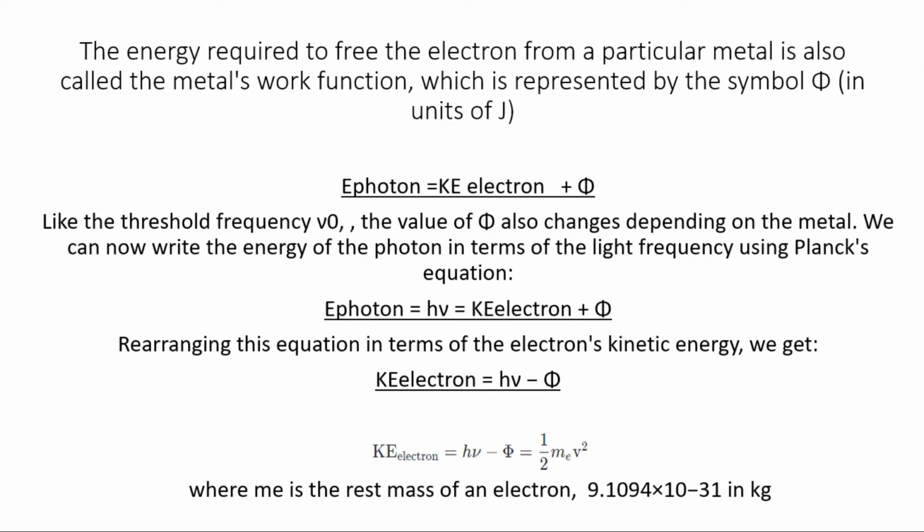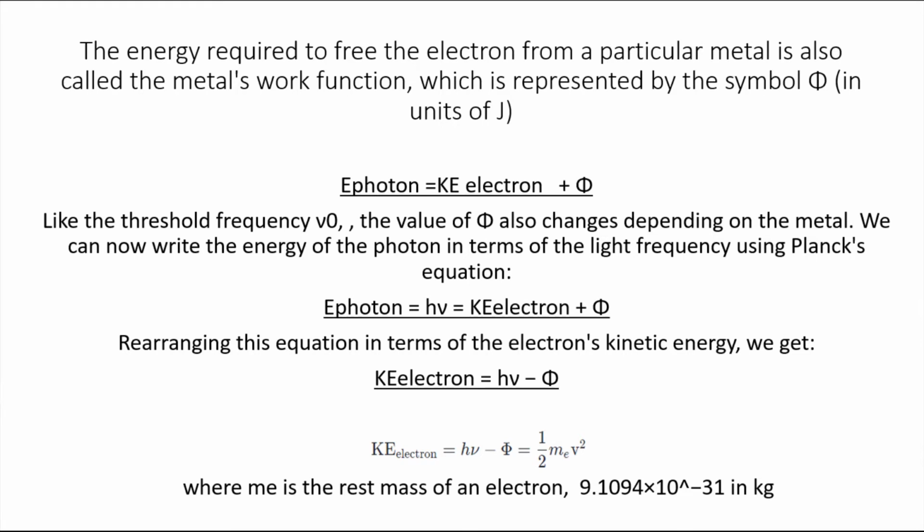We can analyze the frequency relationship using the law of conservation of energy. The total energy of the incoming photon must be equal to the kinetic energy of the ejected electron plus the energy required to free the electron from the particular metal, which is also called the metal's work function. So basically, there is also a threshold for it to work aside from the frequency threshold. The work function is represented by the symbol phi. So we have the formula: E photon equals the kinetic energy of the electron plus phi, or the work function. Like the threshold frequency, the value of phi also changes depending on the metal.